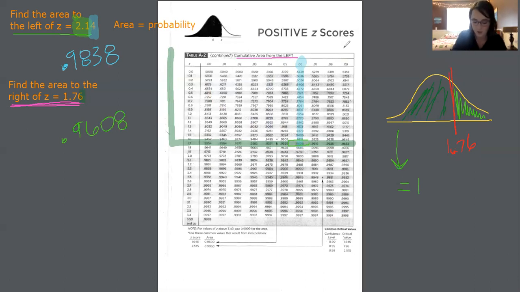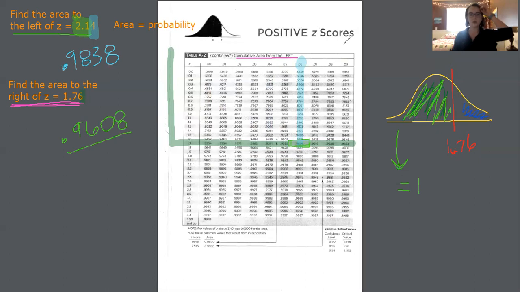Hopefully that's the right number. If it's not, just know that it's that spot. So this is the area to the left here. Let me grab a different color so we don't get those two confused. We'll call this one blue. We're looking for the blue area over here. Based on what the table gives us, 0.9608 is this space.